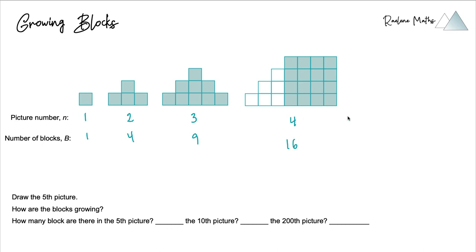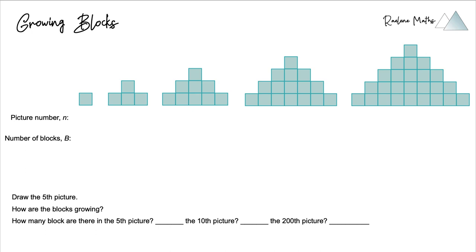So that helps us to come up with the fifth picture and to see how the blocks are growing much more easily. So here's my fifth picture. I'll just number these again and come up with the number of blocks in each case. So we have 1, 2, 3, 4, 5, and then we have the squares of those numbers, 1, 4, 9, 16, 25, etc.